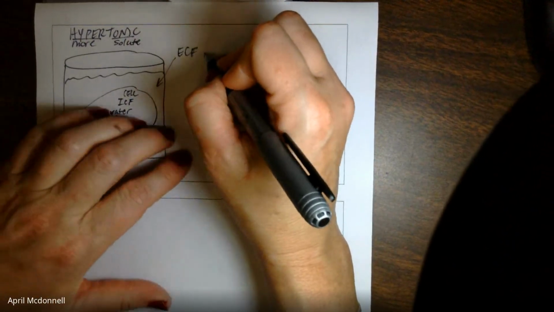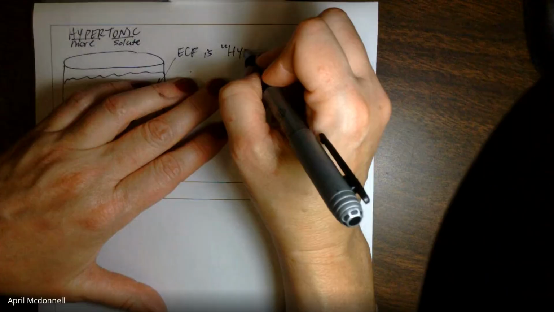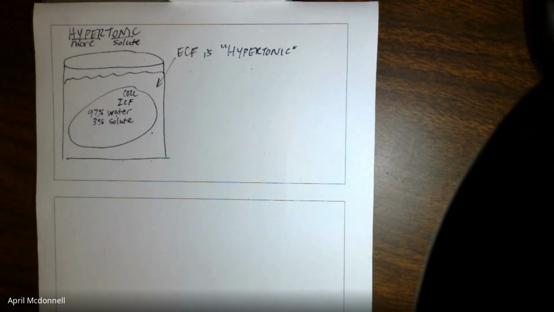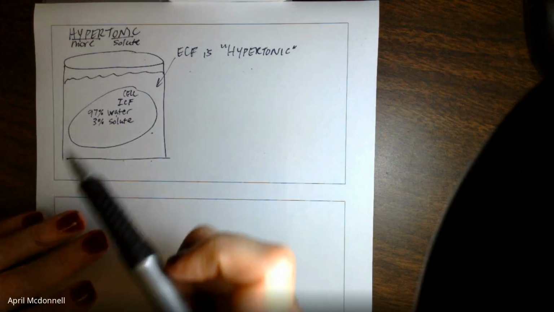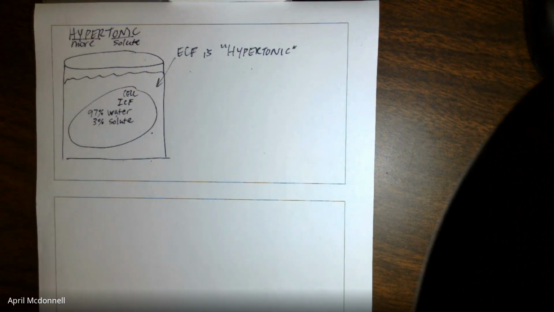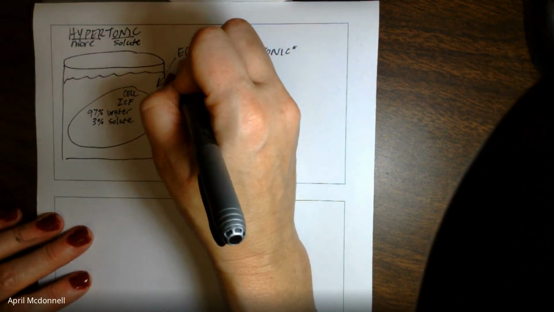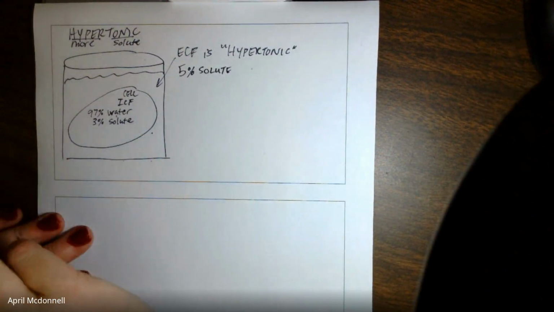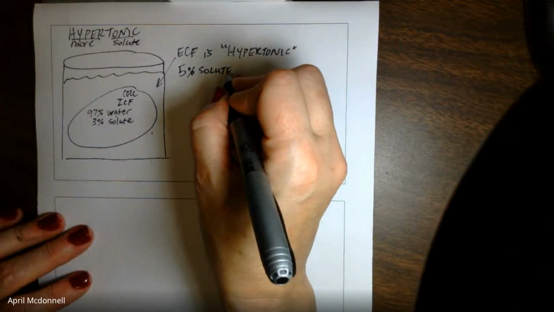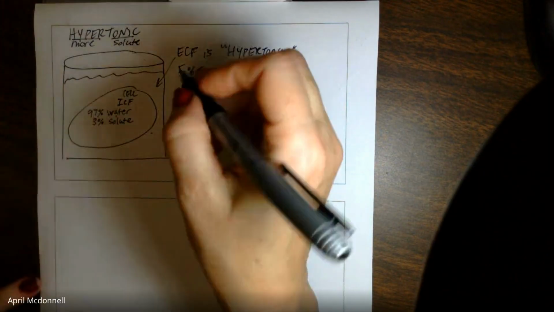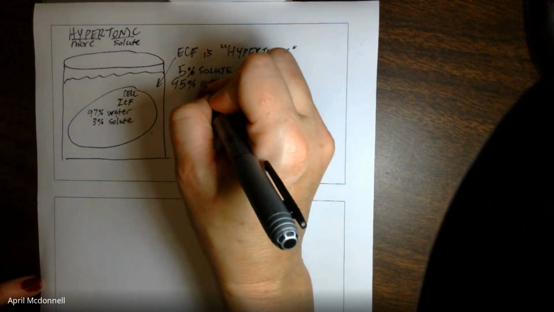Our extracellular fluid is what we call hypertonic relative to the cell. Hypertonic means there's more solute in this extracellular fluid compared to the amount of solute in the intracellular fluid. So, for example, 5% solute. That is more than what's inside of the cell. If there's 5% solute, then how much water is there? 95% water.